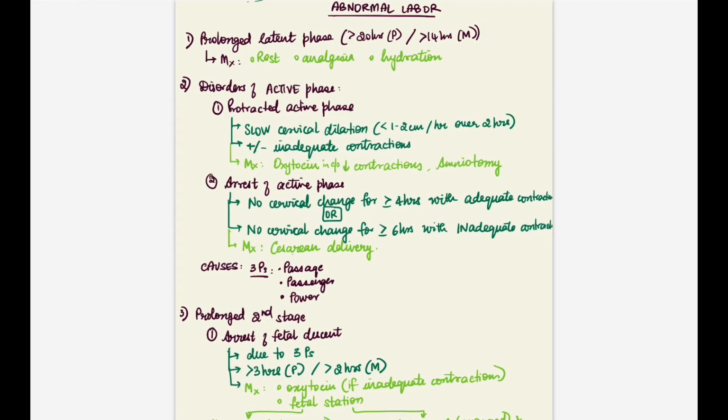So now that we're done with the discussion of normal labor, let us look at abnormal labor. In abnormal labor there are disorders of the latent phase, active phase, then the second stage and the third stage. So coming to prolonged latent phase, which is a part of stage 1. We say latent phase is prolonged if it takes more than 20 hours in a primi and more than 14 hours in a multi.